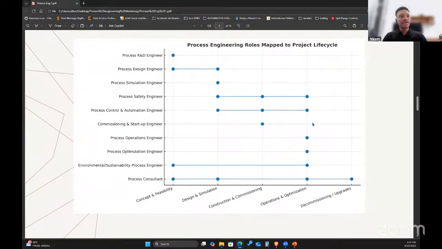Okay. Then we have the operation and optimization. This is where you have the process safety engineer also. Then you have the automation, who has to be there in case of problems, maybe failure of equipment or the automation logic has problems. This guy has to be there to take responsibility. At this point you don't need the commissioning engineer because the plant is already started up and running.